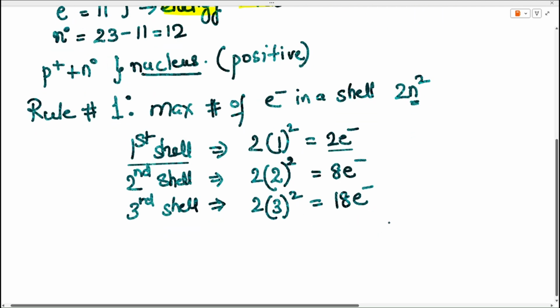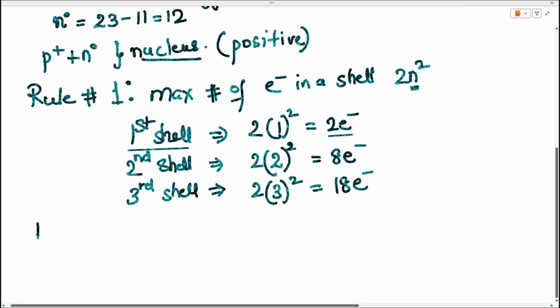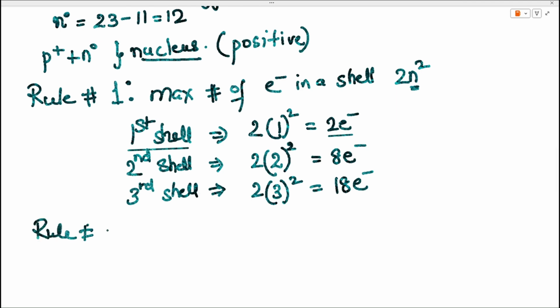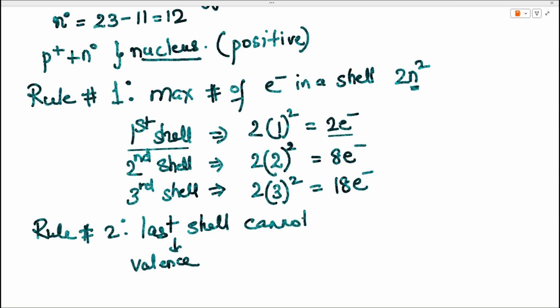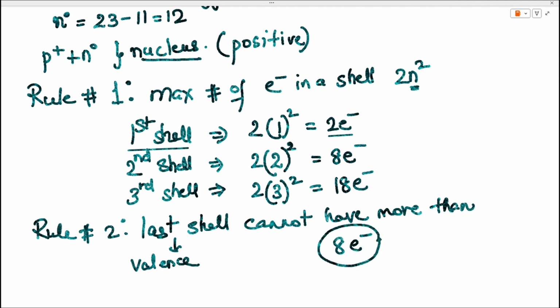Now, this is not enough. We just have to know rule number 2 also. According to rule number 2, the last shell, which is also called the valence shell, cannot have more than 8 electrons. This is a very important rule.